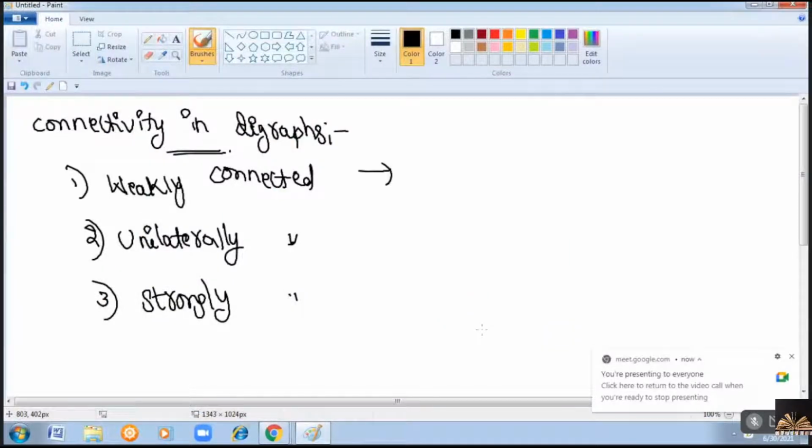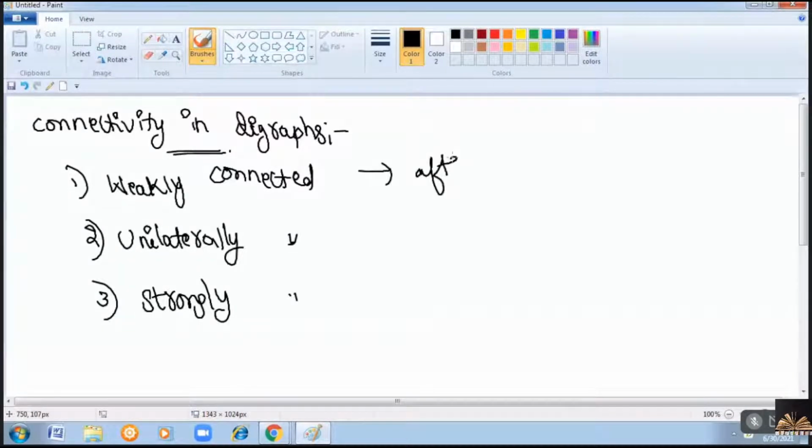Weakly connected graph. A directed graph means you'll have directions on the edges, right? So a weakly connected graph means that after removing the directions, the directed graph becomes an undirected graph. If that undirected graph is a connected graph, we'll say that it is a weakly connected directed graph. Is it clear?